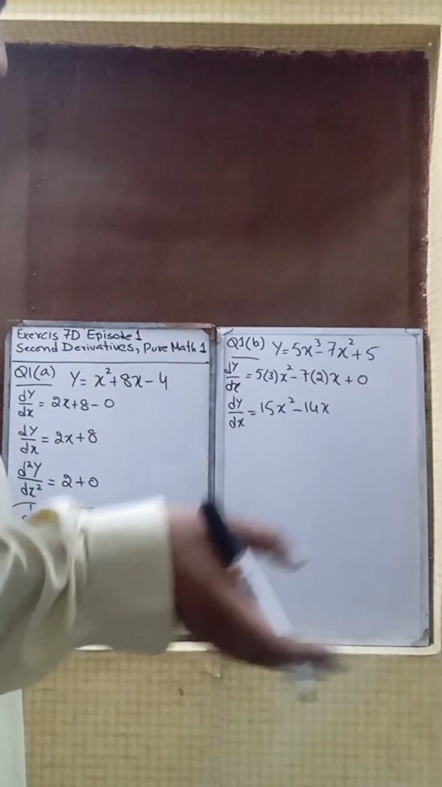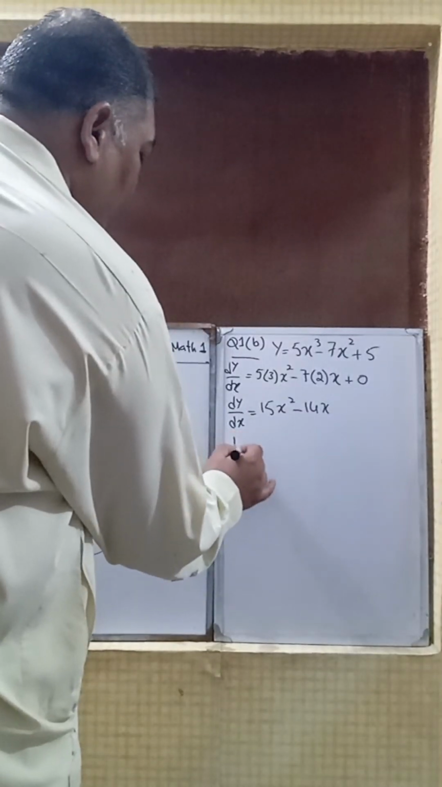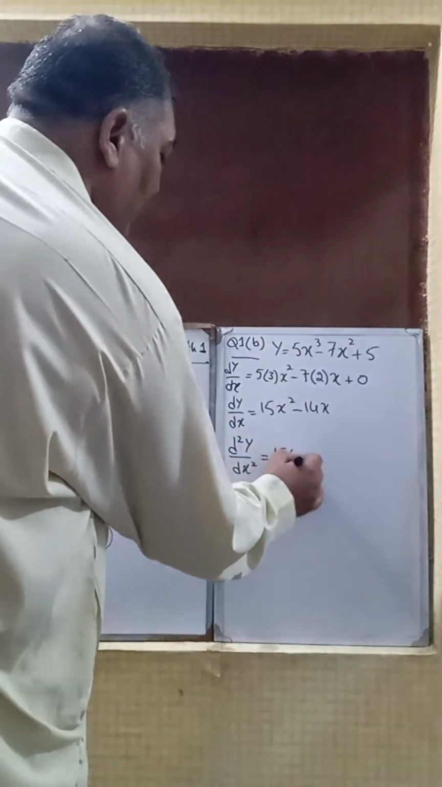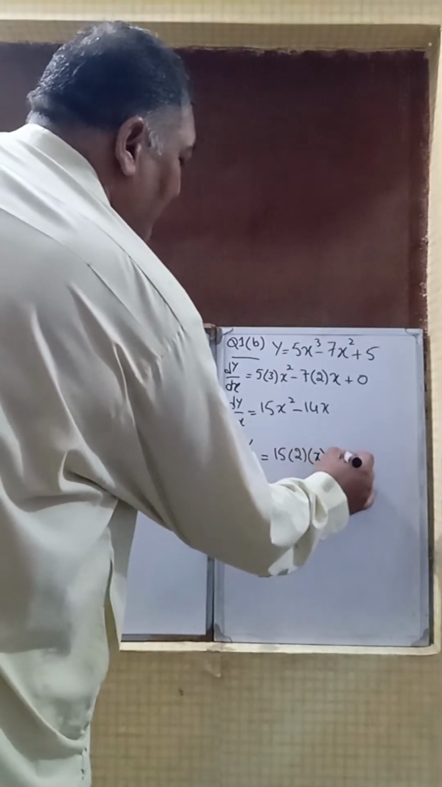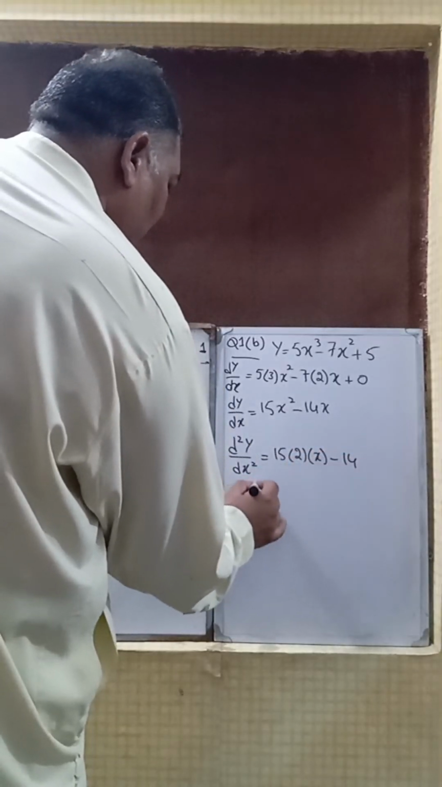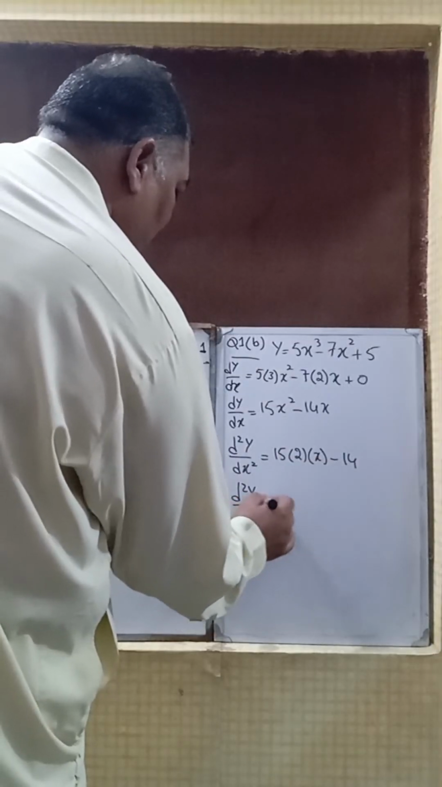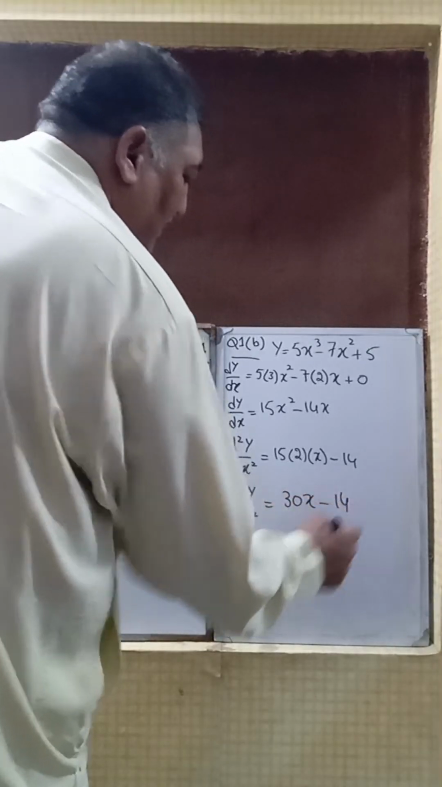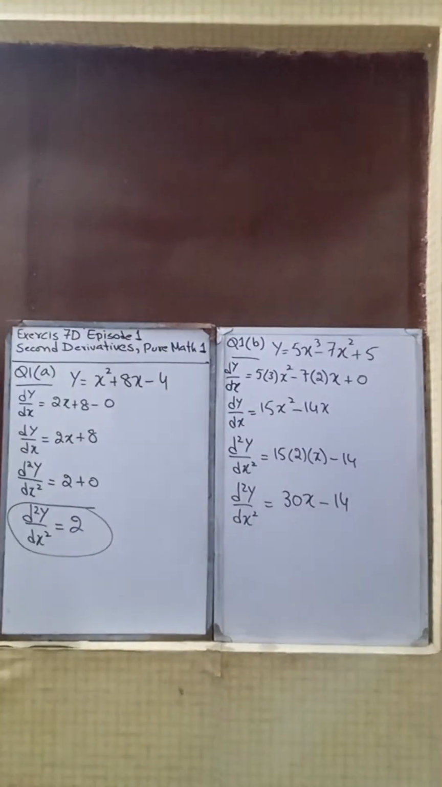Then I will differentiate it again. So that will be written as d square y by dx square, which is 15 into 2 into x minus 14. So d square y by dx square, the second derivative, is 30x minus 14. So this is how you will find the second derivative of this. I hope you understand. This is question number 1 and its B part. Let me check the answer. 30x minus 14, the answer is right.